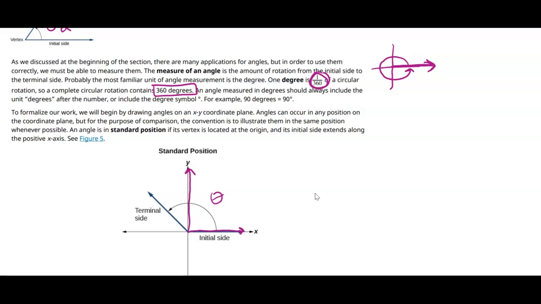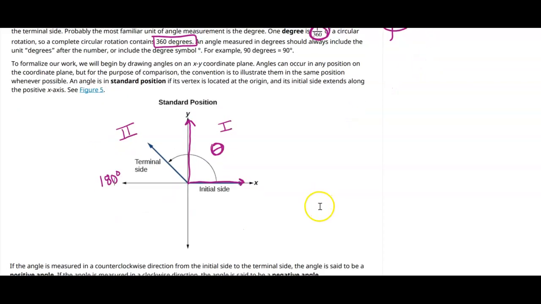And so any acute angle, or angle less than 90 degrees, is going to be in quadrant 1. Any angle between 90 and 180 will be in quadrant 2. Between 180 and 270 would be in quadrant 3. And then between 270 and 360 would be in quadrant 4.